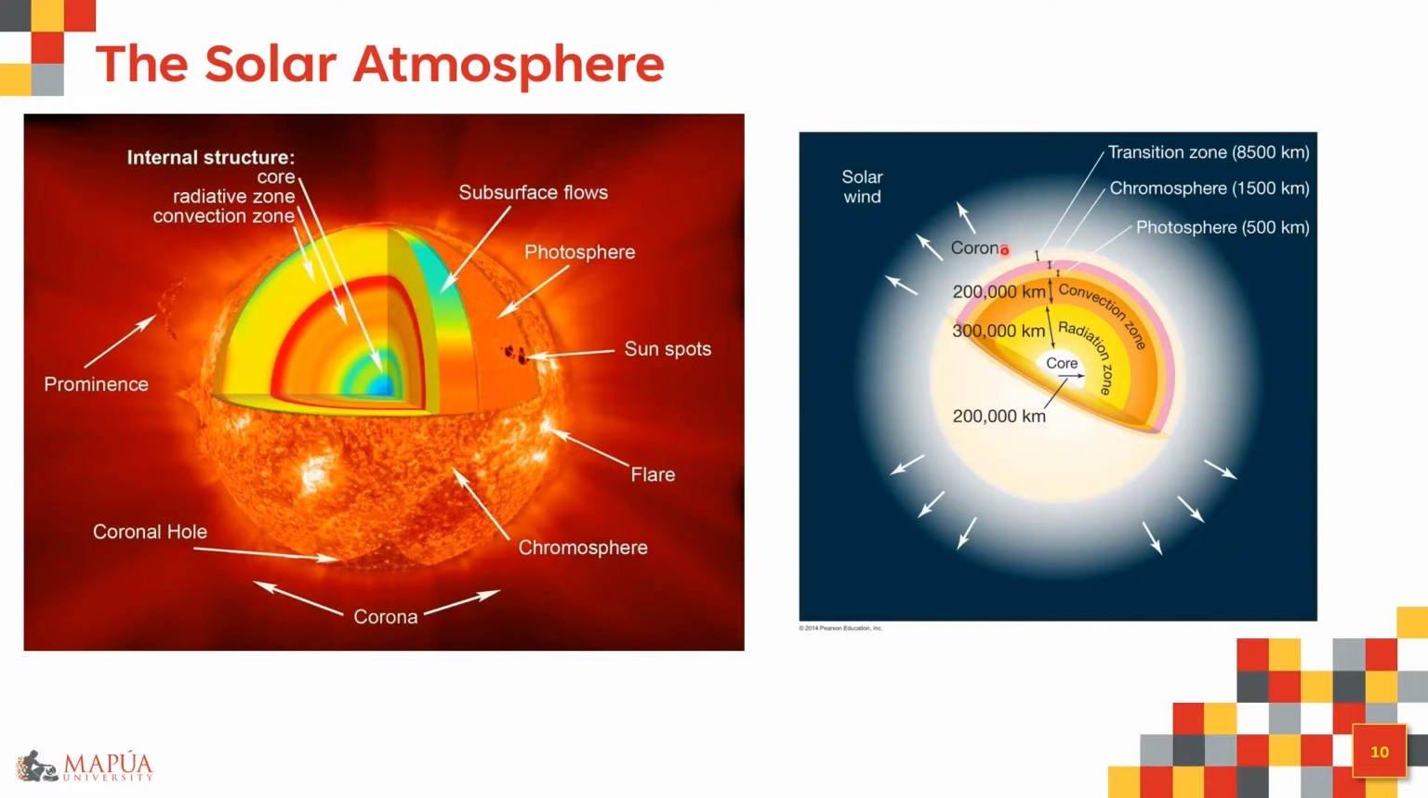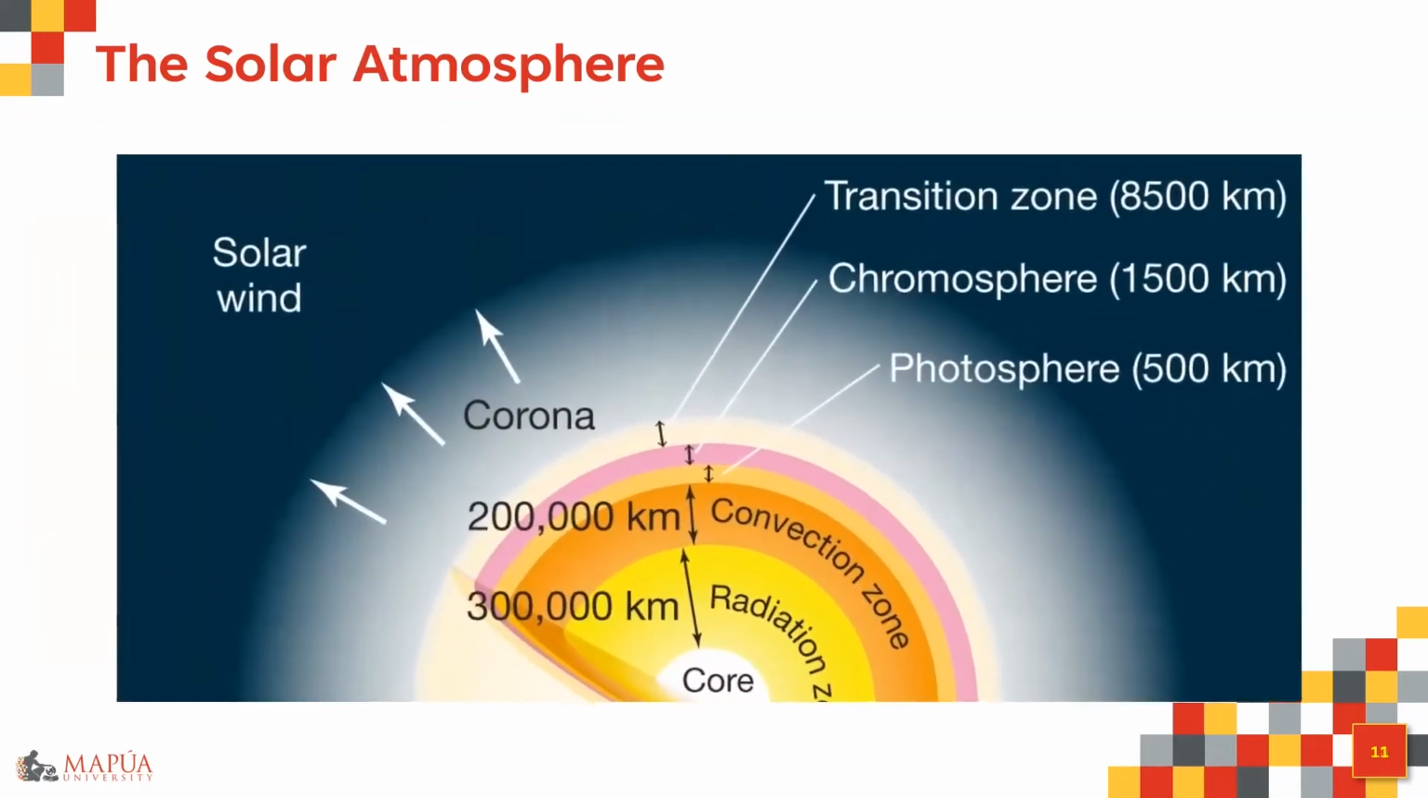So the solar corona is usually observed visually through our naked eye during solar eclipses. But we don't need to wait for solar eclipses to observe the sun's corona, because we can observe it through other means. So in today's lecture, we're going to focus on the photosphere, the chromosphere, the transition zone, as well as the solar corona. Okay, so we're going to focus on these four regions.